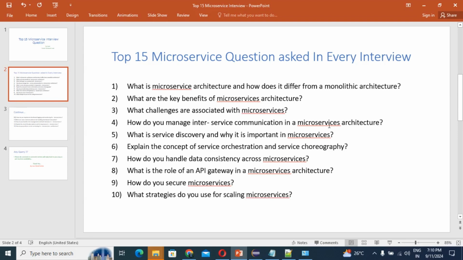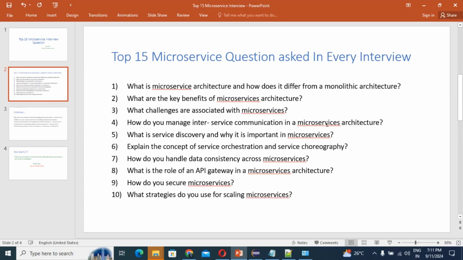Last challenge you may face is security. Ensuring consistent security policies and managing authentication and authorization across services can be complex. In microservices you may get such challenges at the security level. You need to keep these things in mind when you implement microservices in your project. So those were the challenges associated with microservices.